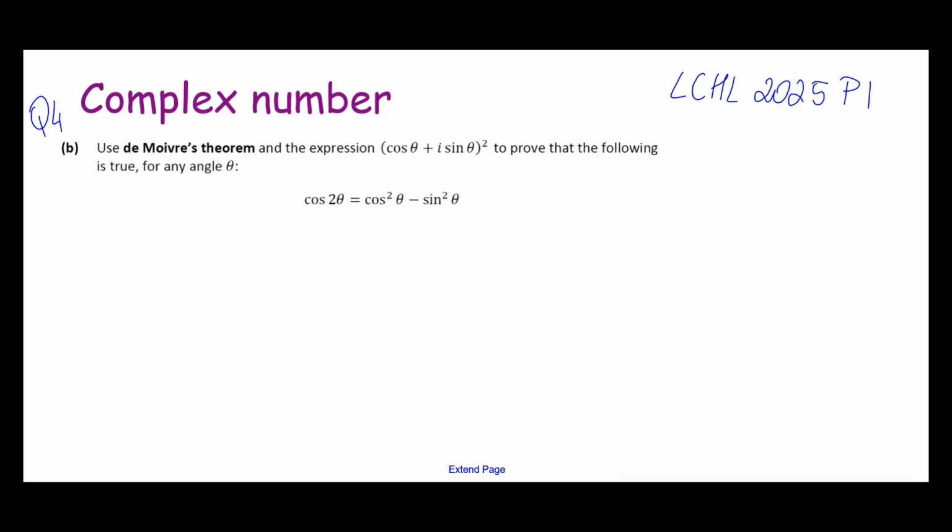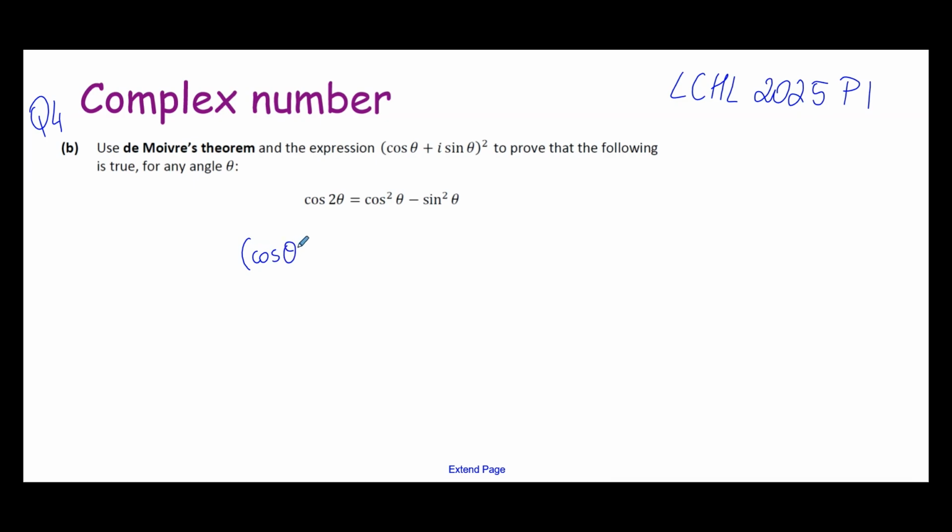So here we are looking at a different aspect of complex numbers. We are told to use the theorem, the Frenchman. I can't speak French, so I can't tell you how to pronounce that. And the expression to prove the following is true. So how do we work that?